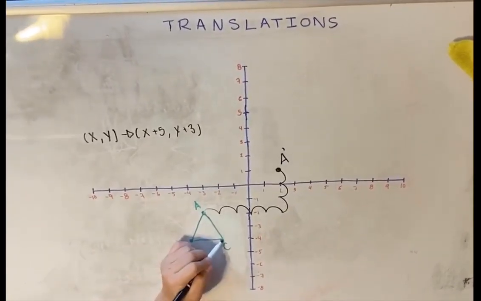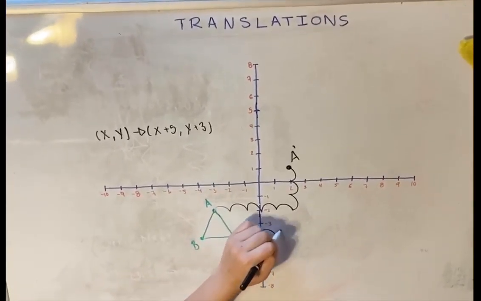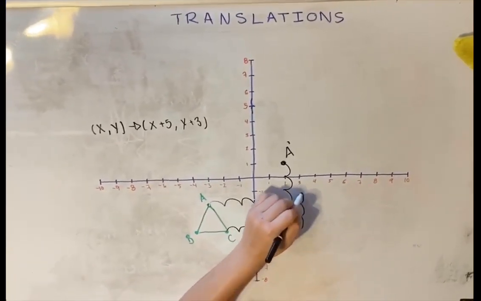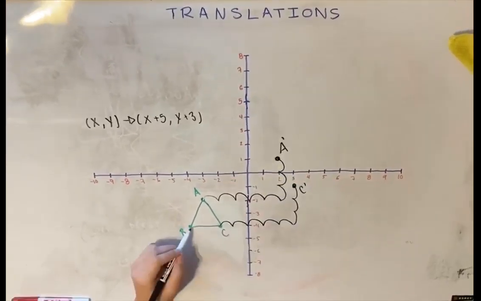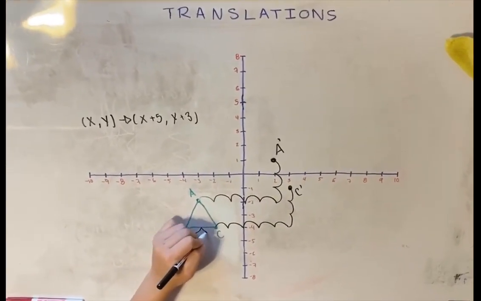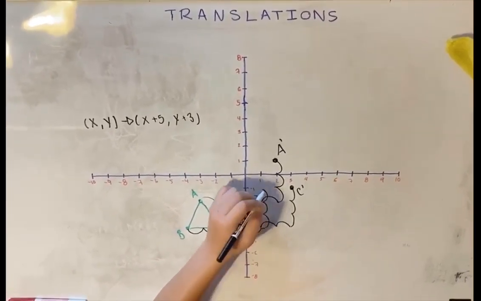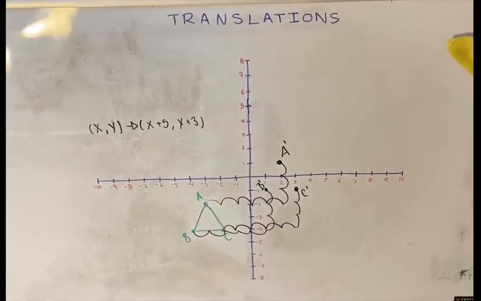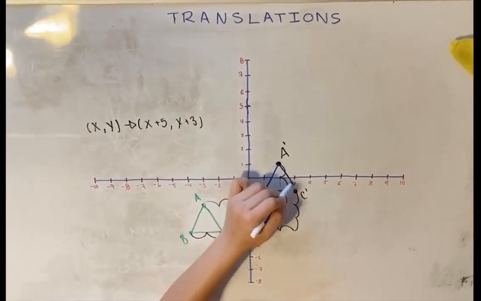And now let's go with C. It's going to be 1, 2, 3, 4, 5, and 3 up. 1, 2, 3. So this is where our C prime is going to be. Now our final point, B. It's going to be 1, 2, 3, 4, 5, and then 1, 2, 3. This is where point B prime is going to end up. So now you can see the shape a little better.